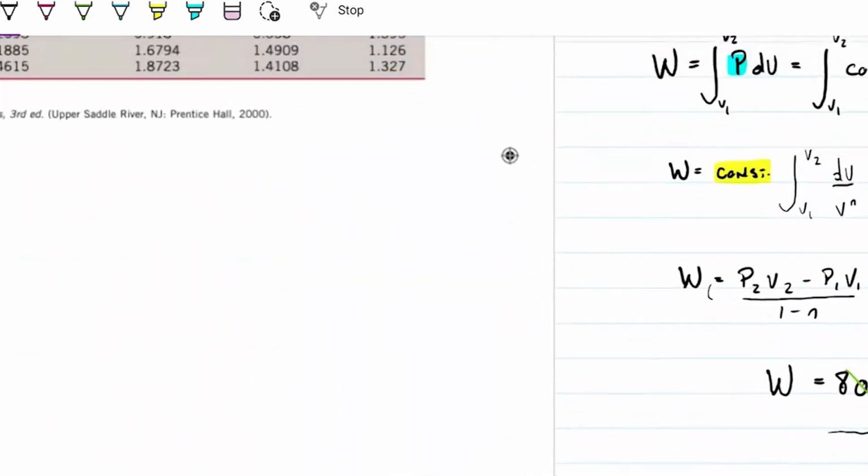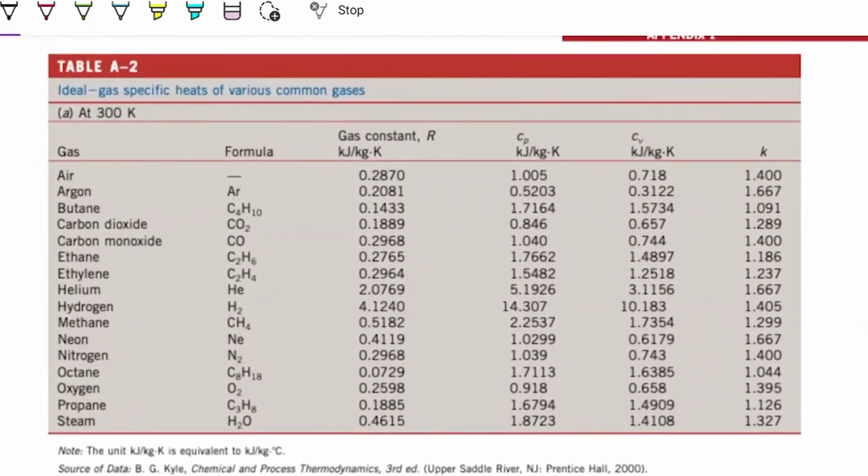So where's my table? Here's my table. For argon, using this book here, there's no specific table for argon. We can only grab it at 300, so there will be some error associated with that calculation. So I'm looking for my constant. That's going to be 0.2081.